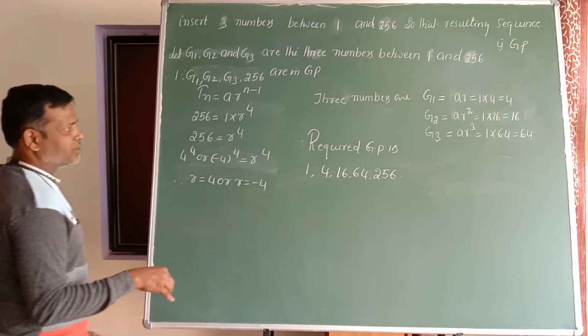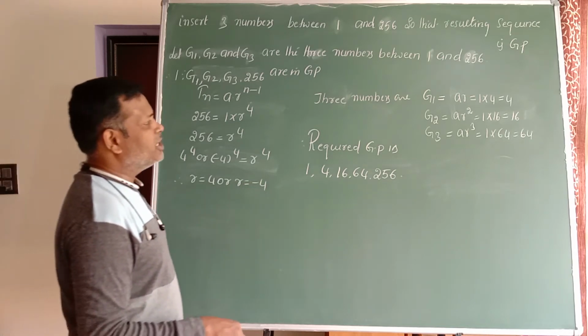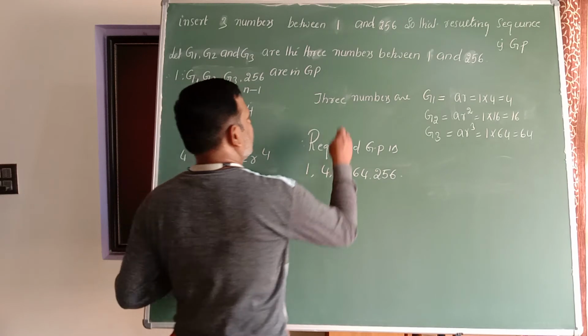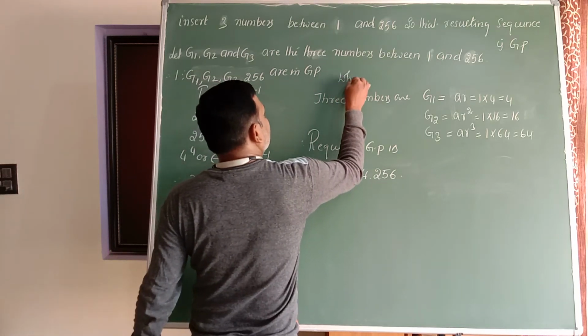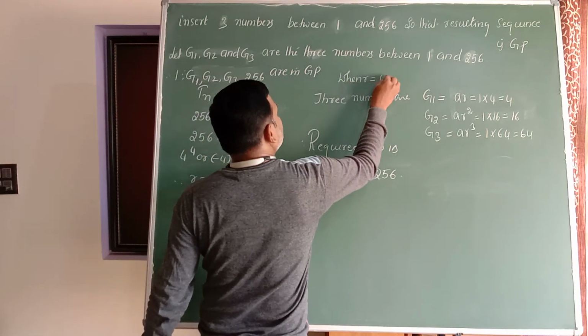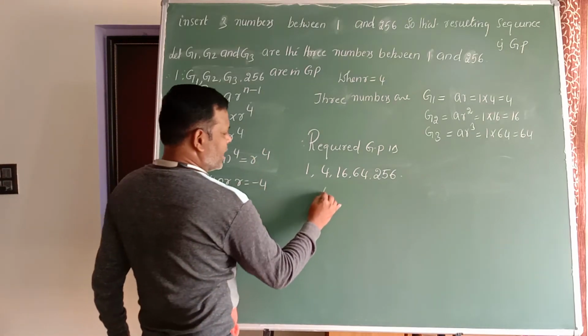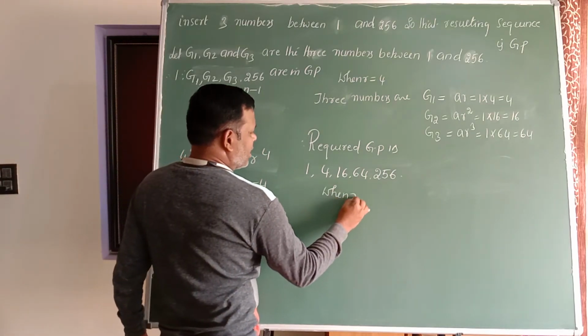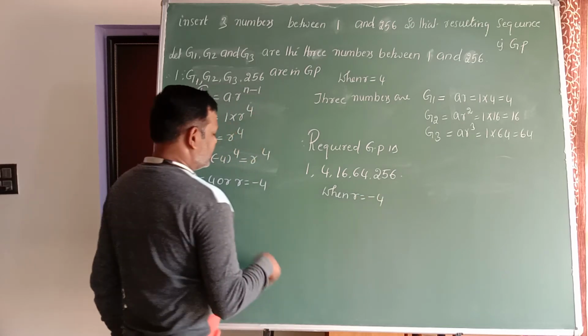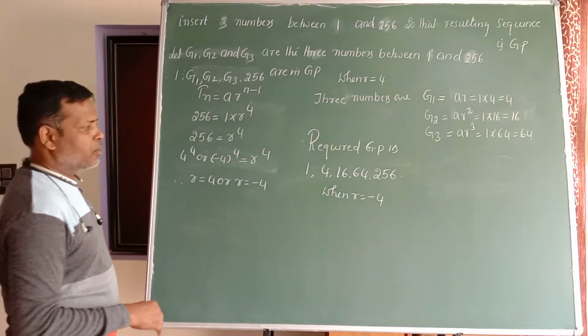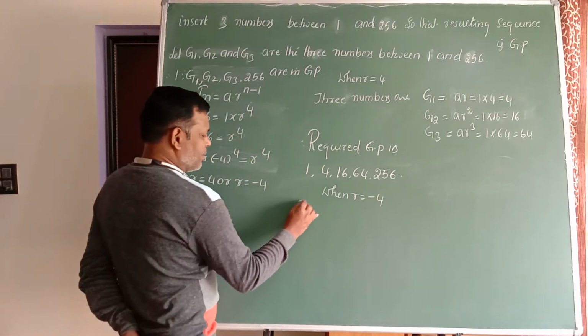R is equal to 4 or R is equal to minus 4. We have the two cases. So the three numbers are G1, G2, G3. When R is equal to plus 4, the three numbers are like that. So next one is when R is equal to minus 4. What happens here? We have the two cases. When R is equal to minus 4, the three numbers are.